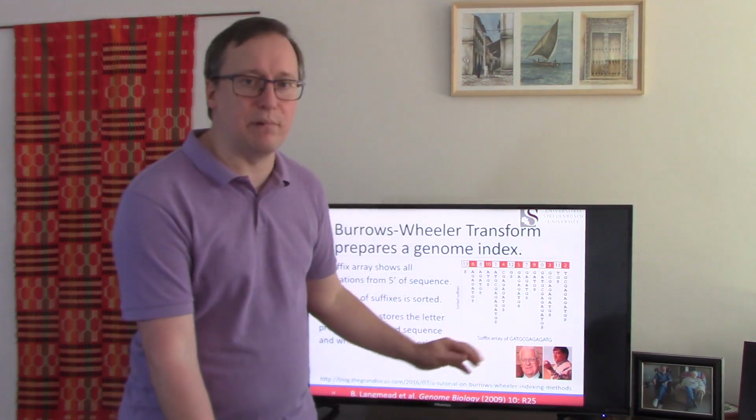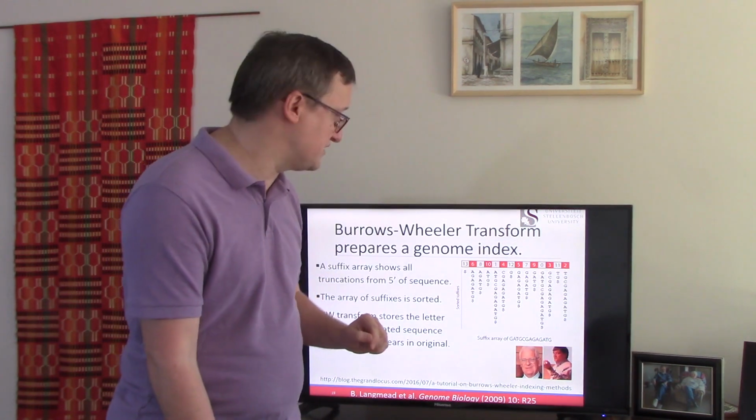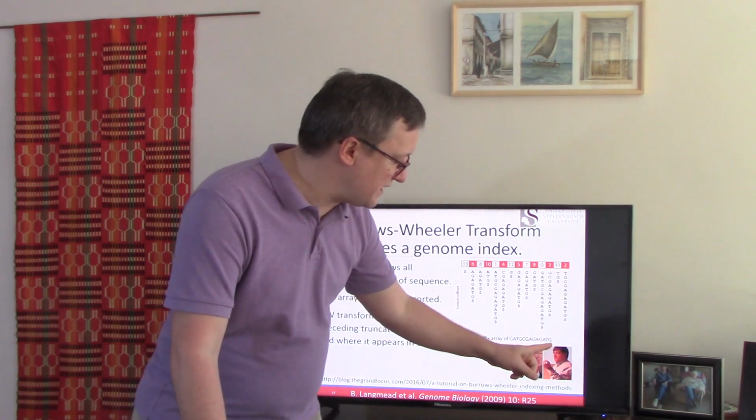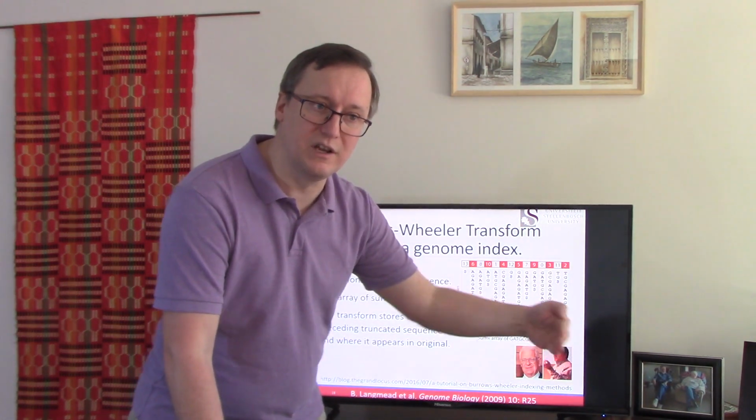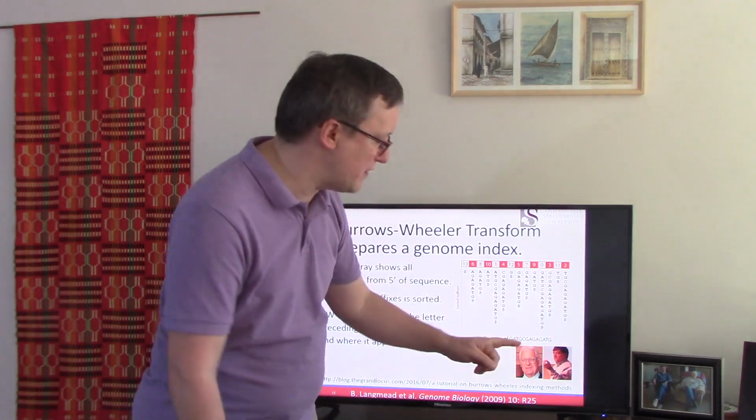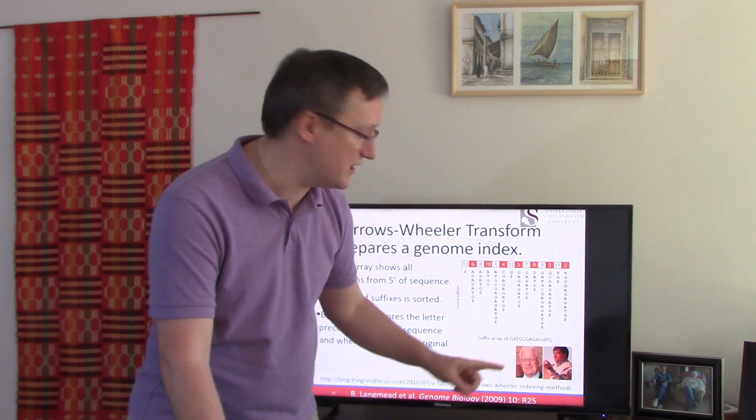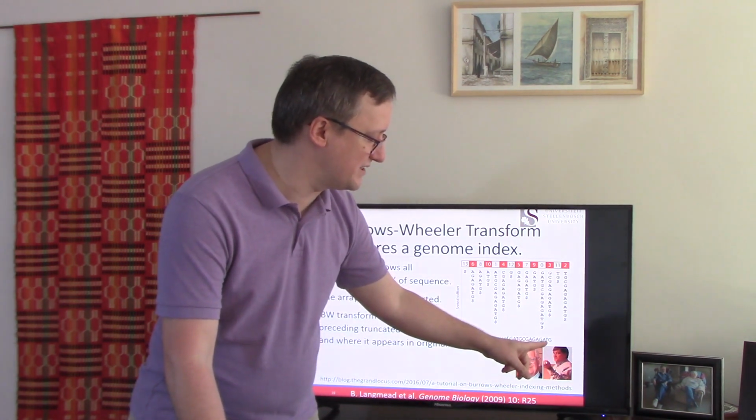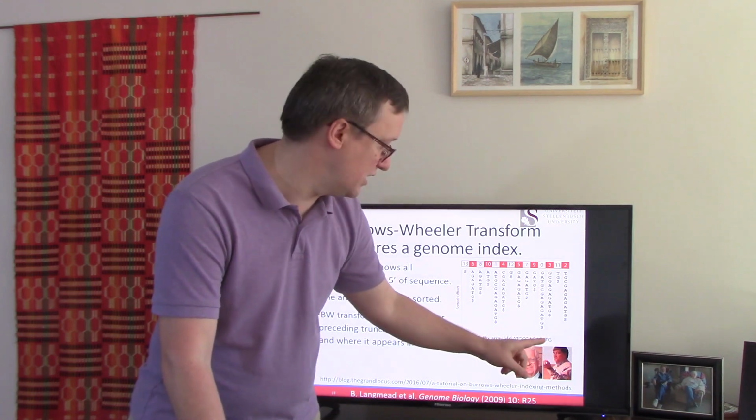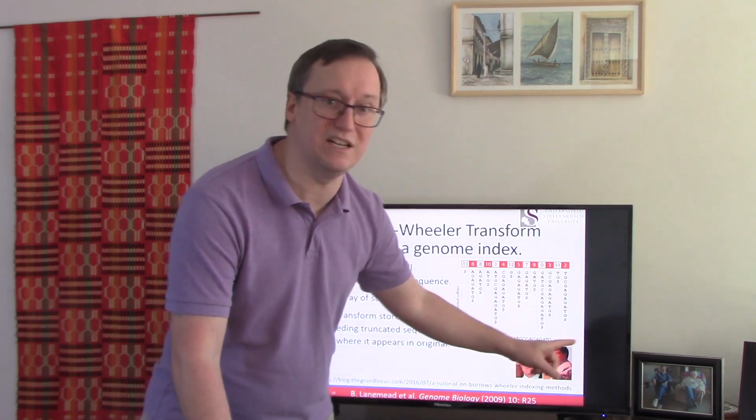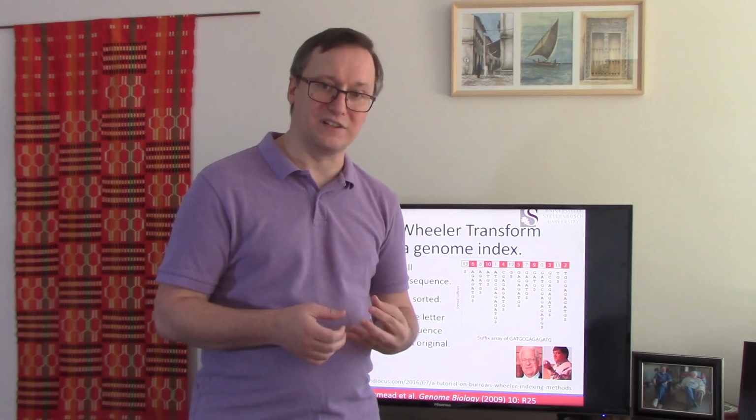Our first step is to create something called a suffix array, which is to say that we want to pull out the 3' end of this sequence and keep building by one letter from it. So our first suffix is just the letter G. It's at the 3' end. The second suffix is TG. Our third suffix is ATG. Our fourth suffix is GATG. We want to create an array of all of those suffixes.